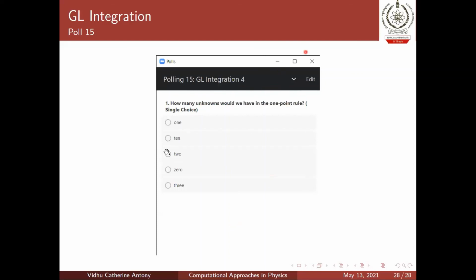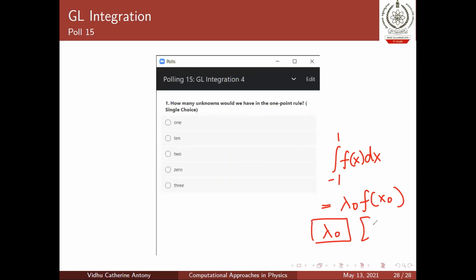Let me just write it for you. Okay, so the integral from -1 to 1 of f of x dx is equal to what? Lambda 0 f of x0. So what are the unknowns that we have? We have lambda 0 and we have x0. Okay, so those are the 2 unknowns that we have. 2 is the correct answer.